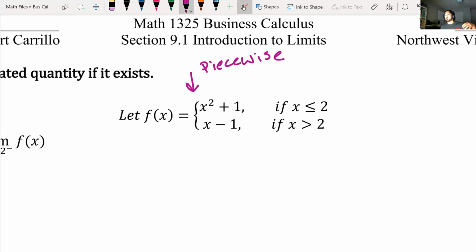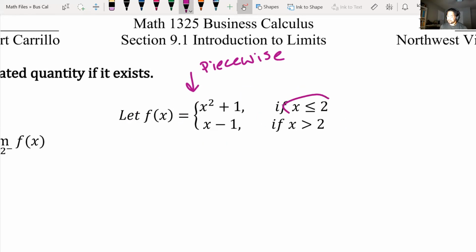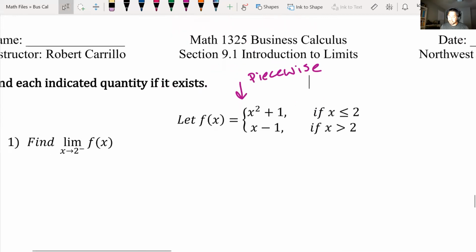So on this one, we will learn how to connect limits with the restrictions on piecewise functions. A piecewise function is a function made of multiple functions with multiple restrictions. Here are the functions, here are the restrictions. If we follow this restriction, we get to use the first function. If we follow this restriction, we get to use the second function. So let's learn how to connect limits to piecewise functions.